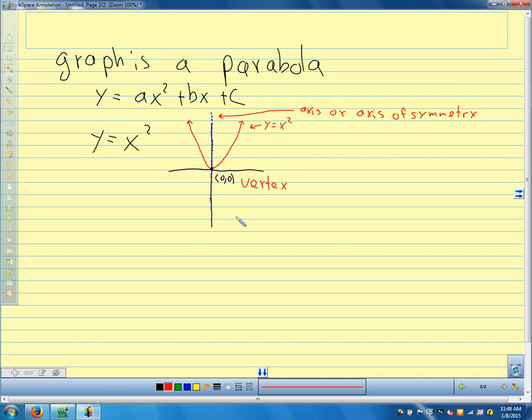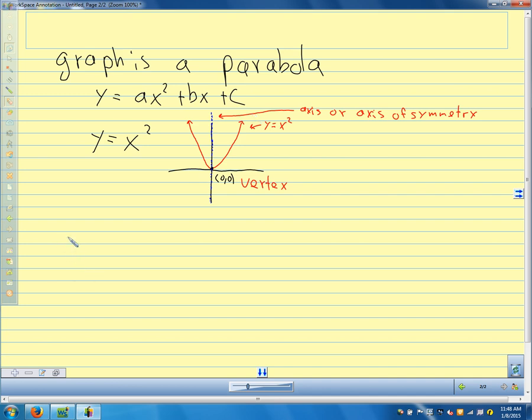So the vertex and the axis of symmetry, notice the axis of symmetry goes through the vertex. The vertex and the axis of symmetry are an important piece of information to have about graphs of quadratic functions. So from looking at this equation, we don't really know the vertex or the axis of symmetry. So we want to be able to figure that out if we want to look at the graph, if we want some more information about it.